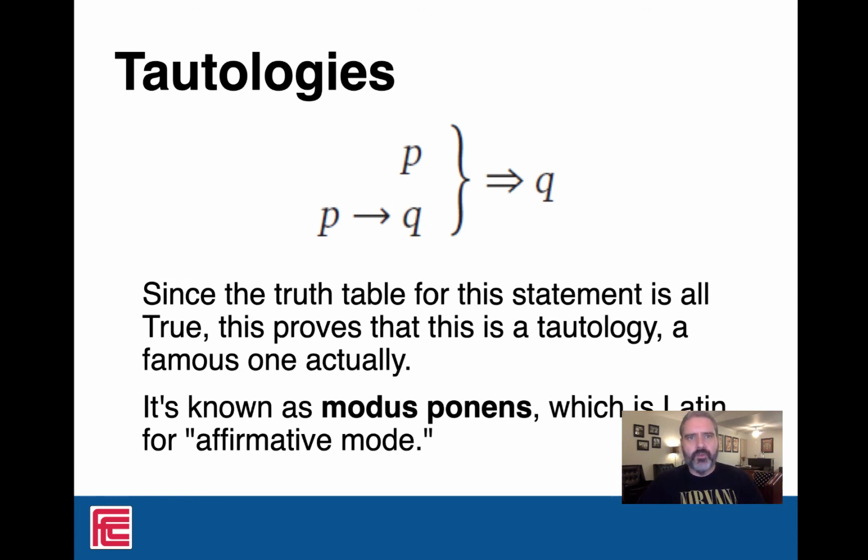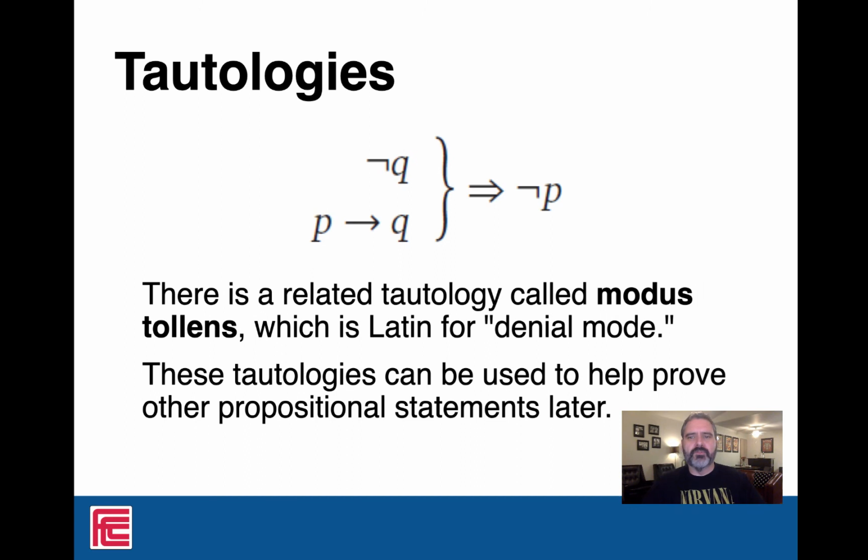Why do a truth table for all of that when we just know that if I have a statement P and I have another statement that says P implies Q, then if we assume these things, we can assume Q. Anyway, it's a tautology. We'll use it later in proofs.